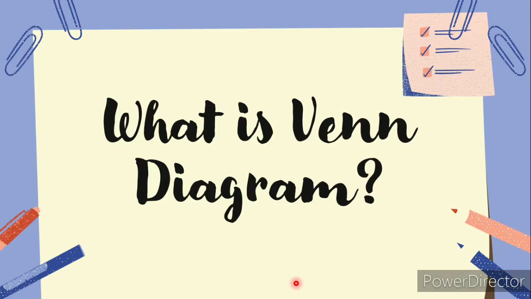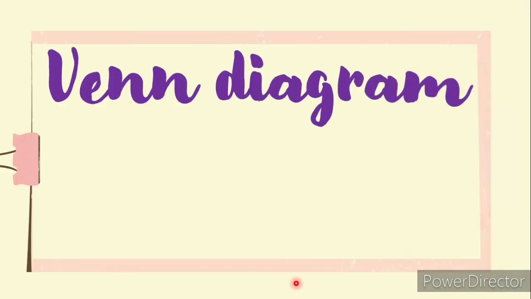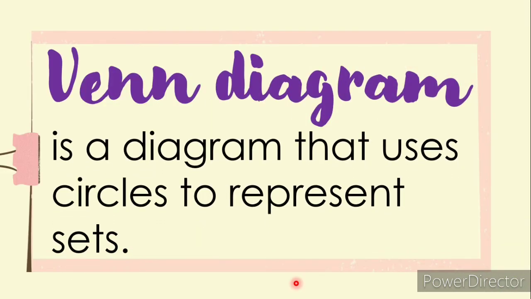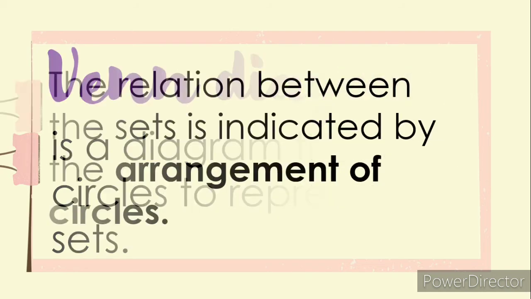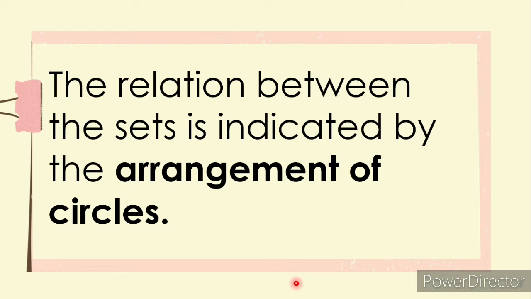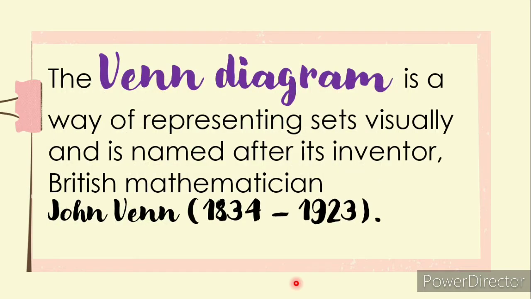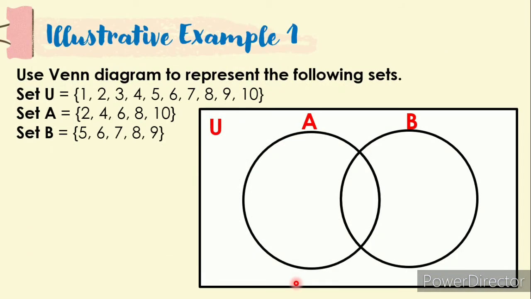What is a Venn diagram? A Venn diagram is a diagram that uses circles to represent sets. The relation between the sets is indicated by the arrangement of circles. The Venn diagram is a way of representing sets visually and is named after its inventor, the British mathematician John Venn.